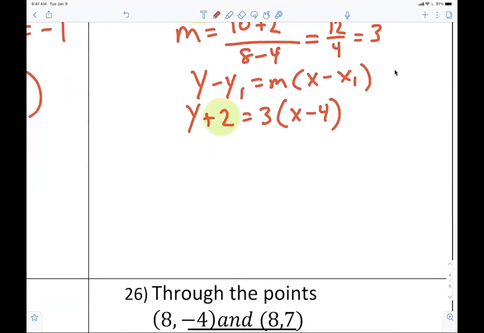We got a lot of work to do. And then we distribute. Yep, so what is that? Plus 2 equals 3x minus 12. Okay, now what? Then we do minus 2, so it'll be -14. Okay, and we switch the 3x on the other side. What's that become? 3x.